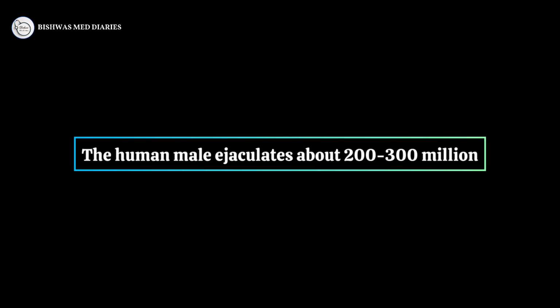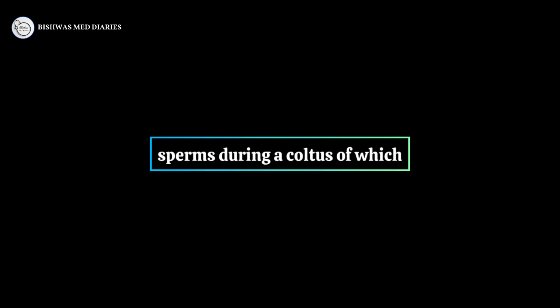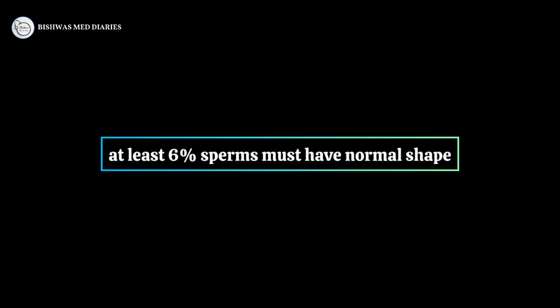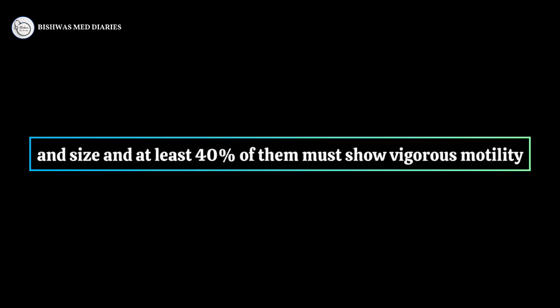The human male ejaculates about 200 to 300 million sperms during a coitus, of which, for normal fertility, at least 6% sperms must have normal shape and size and at least 40% of them must show vigorous motility.